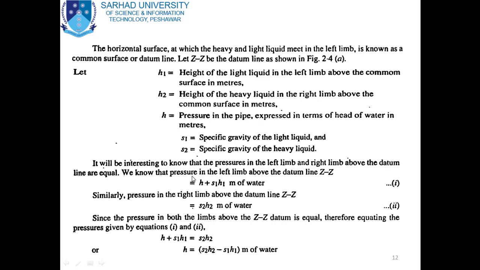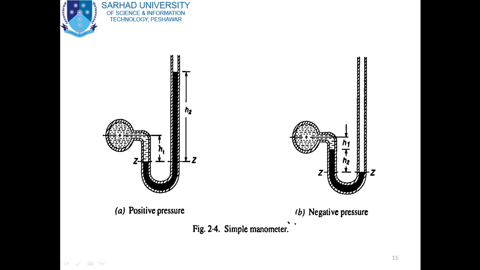So we know that the pressure in the left limb above the datum line ZZ is equal to H plus S1 H1. The pressure in the left limb is the pressure in the pipe, denoted by H, plus S1 H1. S1 is the specific gravity of the liquid which is in this tube, while H1 is the head of this liquid.